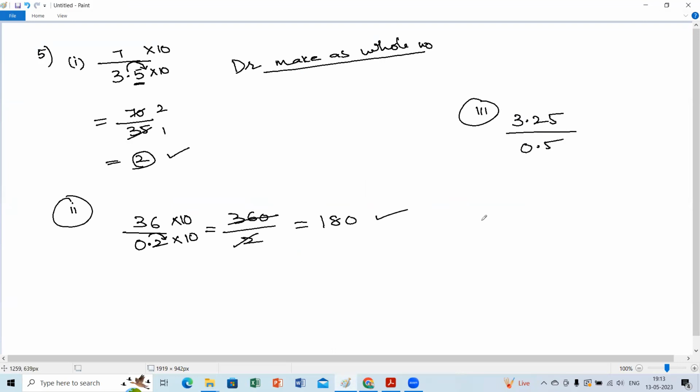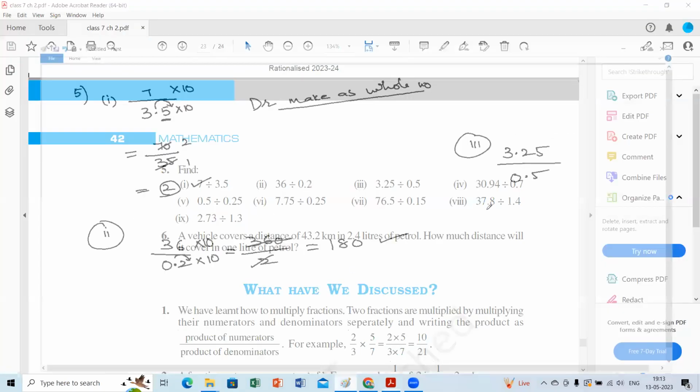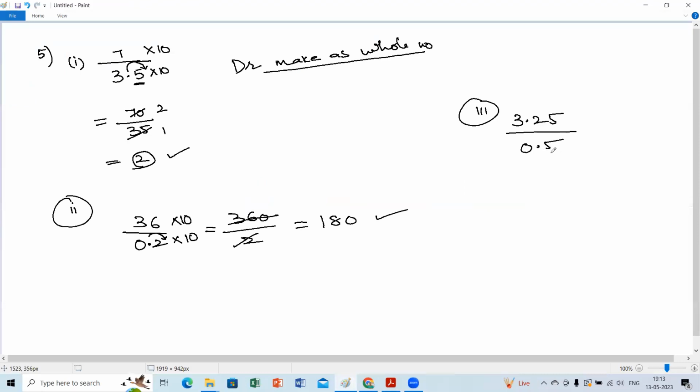Our target all the time is that the denominator should be made a whole number. In the denominator, how many decimal places are there? Only 1 decimal. So you should multiply both sides with 10. Don't consider the numerator, only check the denominator. Now this jumps one place towards the right, that's nothing but 32.5. The denominator is 5.